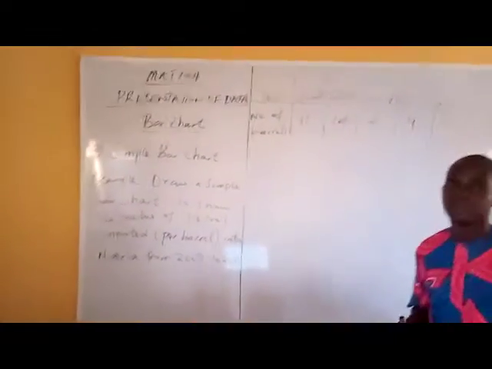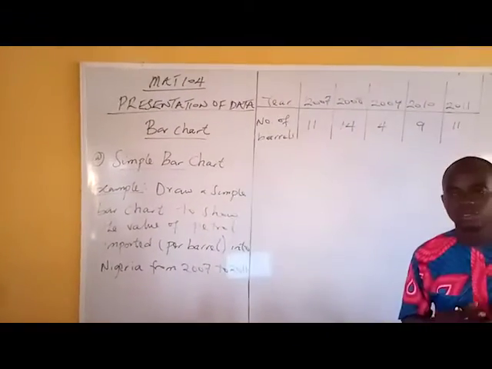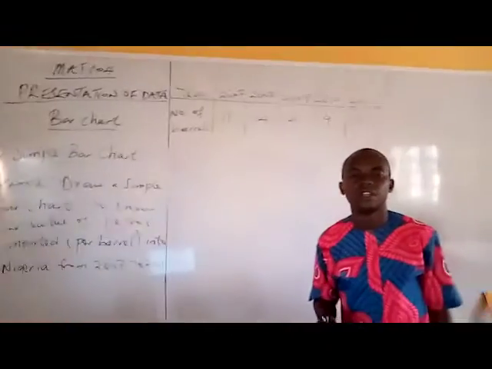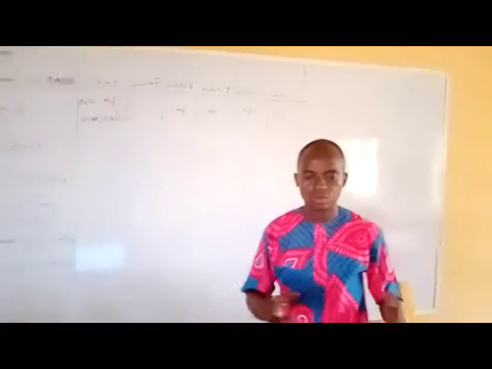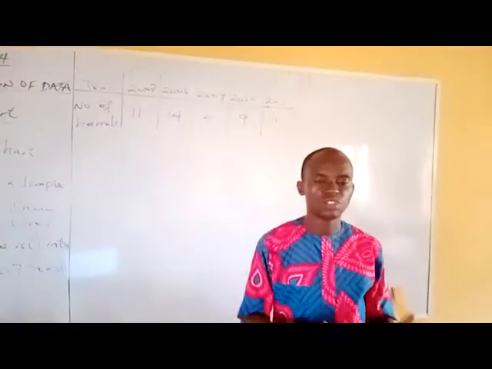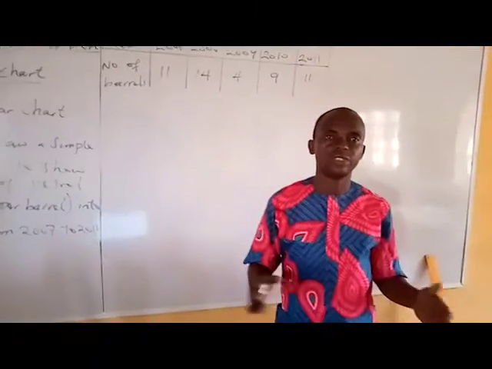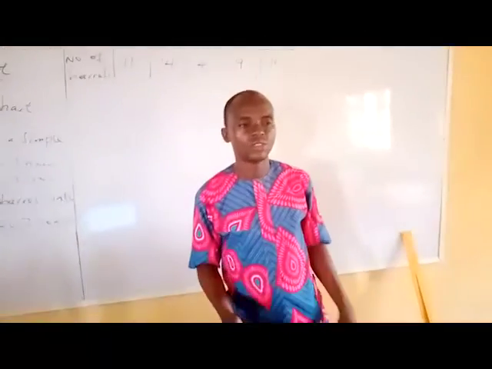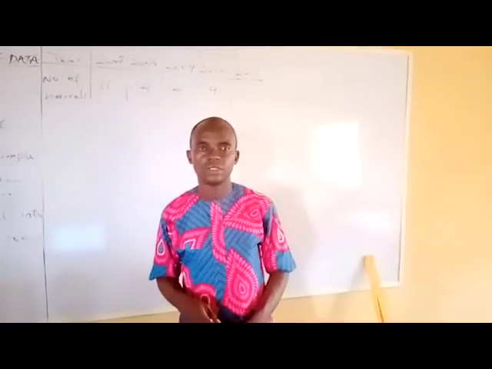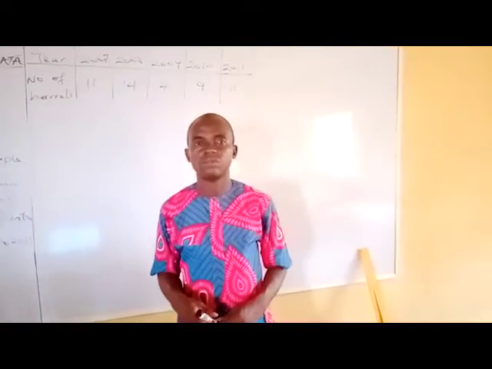And in this bar chart, we make use of bars. The bars, which can be drawn vertically or horizontally, have the same width. That is, the width of the bars must be the same, and they are separated by equal space between the bars. The space between the bars must be the same, and the length of the bars represents the frequency of the items. We have about 4 types of bar charts.